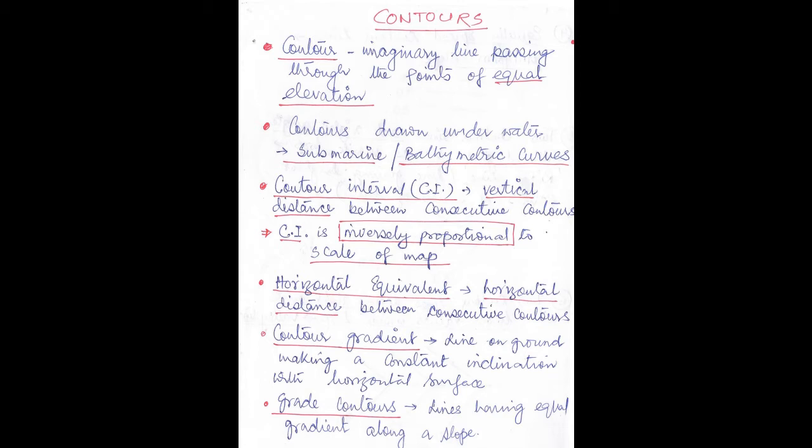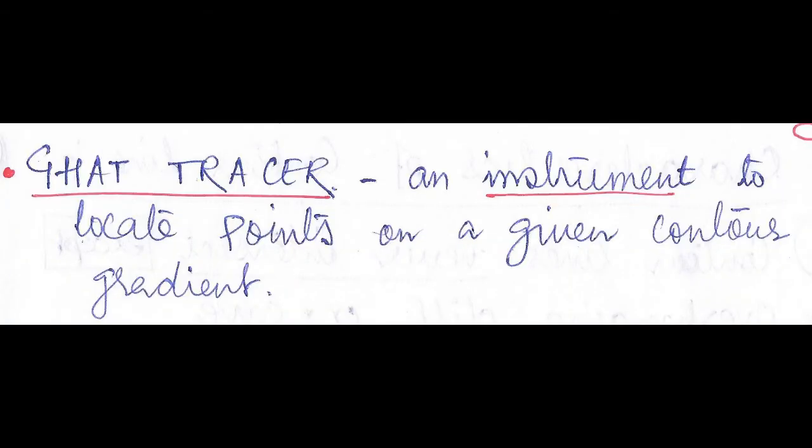Now next important thing, contour gradient. Contour gradient is the line on the ground making a constant inclination with the horizontal surface. Grade contours are the lines which are having equal gradient along a slope. And what is a ghat tracer? Ghat tracer is an instrument by which we can locate points on a given contour gradient.